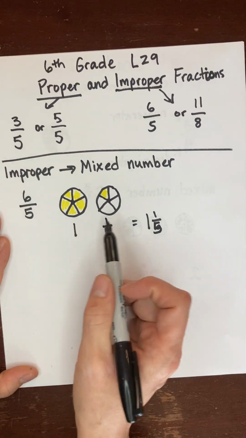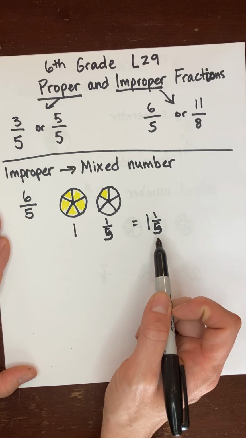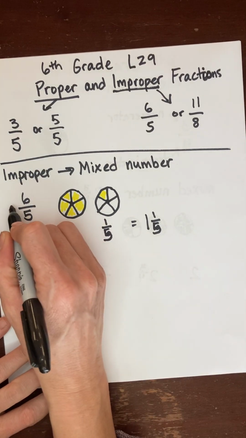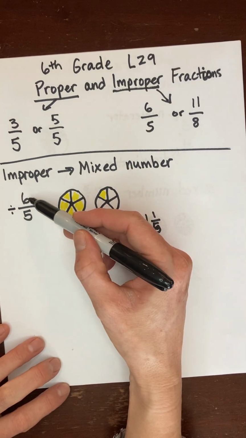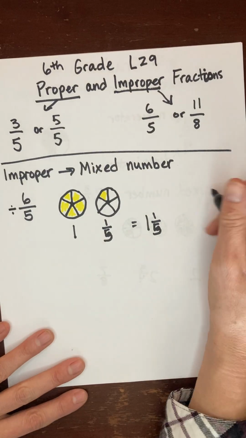Now, I don't want to draw a picture of every fraction in order to create this mixed number. So here's what I can do instead. I can do some division. This fraction bar here means to divide. So we're going to take the top number 6 and divide it by 5, and that will give us our answer. So let's do that over here.